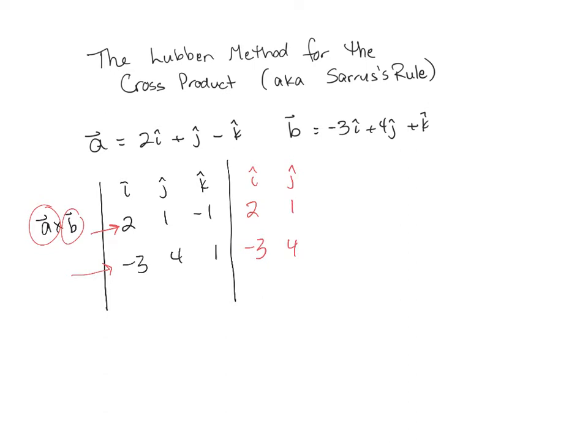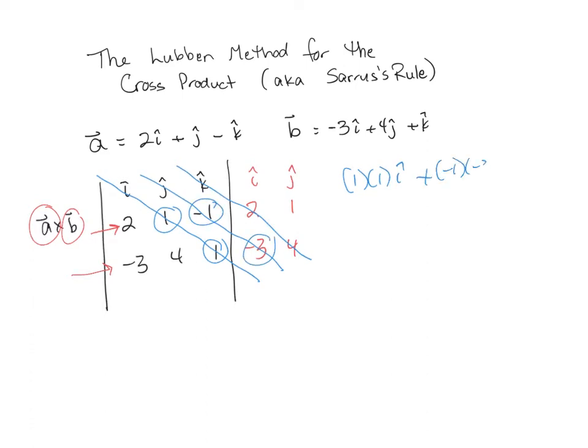Now, going from left to right, top to bottom, look at these 3 diagonals. Those are going to be positives. So I'm going to have 1 times 1 in the i direction, plus negative 1 times negative 3 in the j direction, plus 2 times 4 in the k direction.